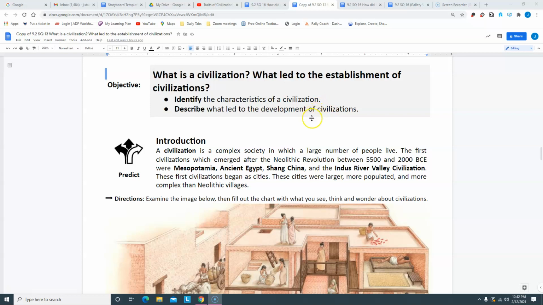So to get started, I'm going to read this introduction, and then we're going to take a look at this picture. We're going to practice annotating again.